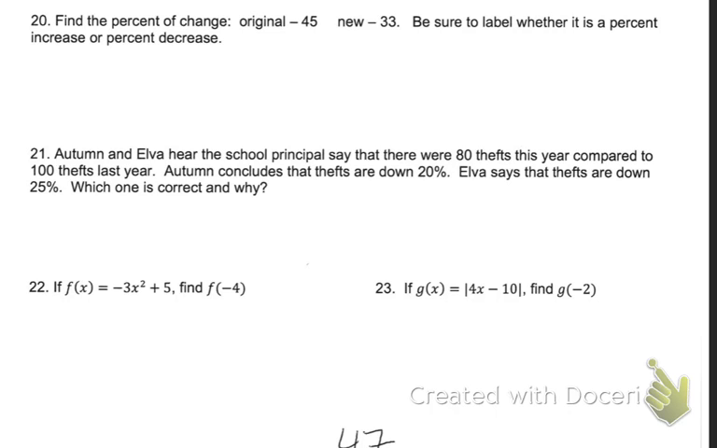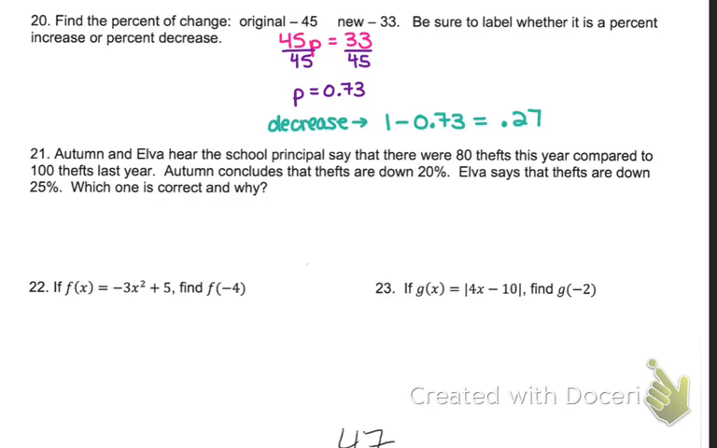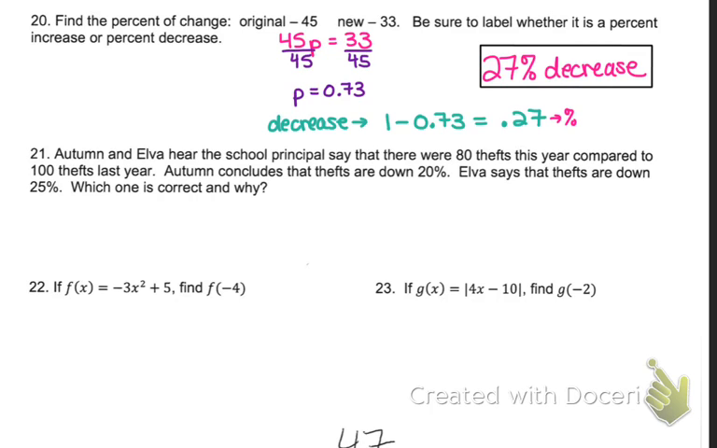20, find the percent change. We're going to use old times p equals new, divide by 45 to solve for p. We get 0.73 when we round to the nearest hundredth. Because it is less than 1, again, we're always finding p, how much more or how much less than 1 is it? It's less than 1, so we subtract from 1, and that gives us 0.27. The only thing we need to do is change it to a percent, so we say 27% decrease.